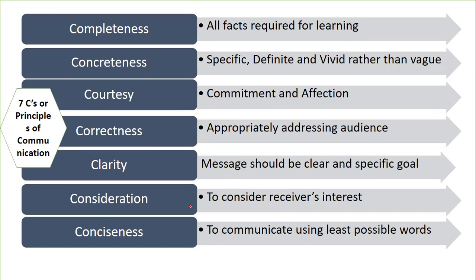So yes, the 7 C's of communication. Completeness, where we talk about all the information being complete. Concreteness, where we talk about specific, definite information. Courtesy, where we talk about commitment and affection. Correctness, where we talk about addressing the audience correctly. Clarity, which talks about the message being clear with a specific goal. Consideration, which is basically known as the receiver's interest. And conciseness, to communicate with the least possible words. So these are the 7 C's or principles of communication, which play an important role in communication.